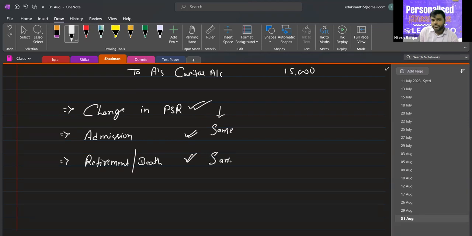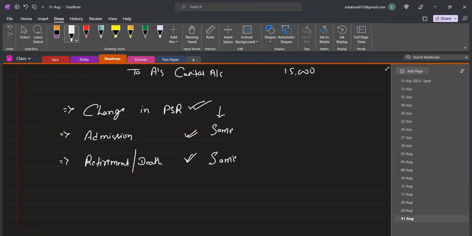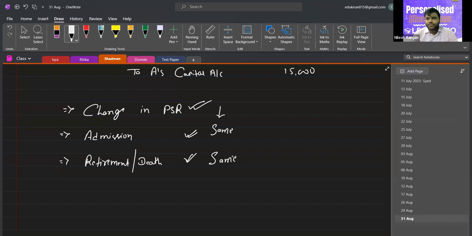Many concepts related to change in profit sharing ratio will come into admission and retirement and death also, because these are similar chapters. These are related to the reconstitution of partnership. So that's why the concepts will be the same. There may be a little change in every chapter as per the situation, but you have to study all the things in the same manner. Like goodwill, you have to study goodwill in admission, retirement and death. You have to study reserves, accumulated profit or loss in these three chapters. You have to study revaluation in all these three, and also the adjustment of capital.